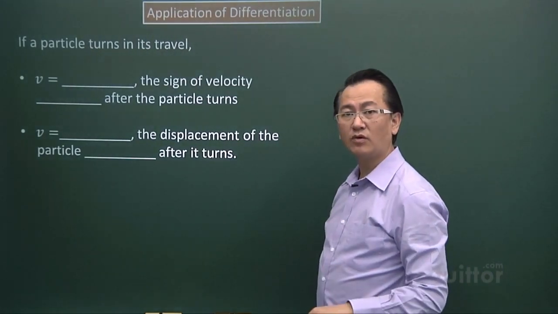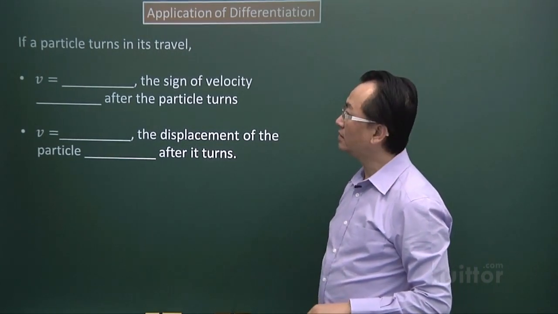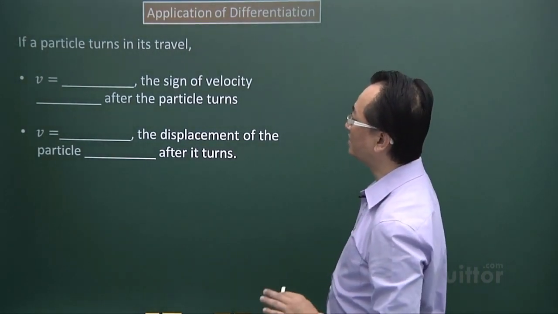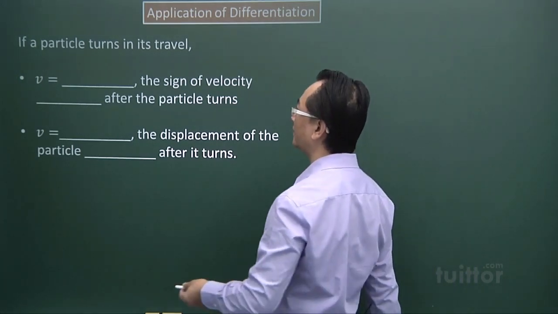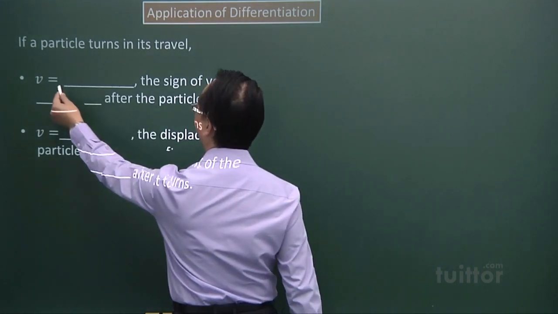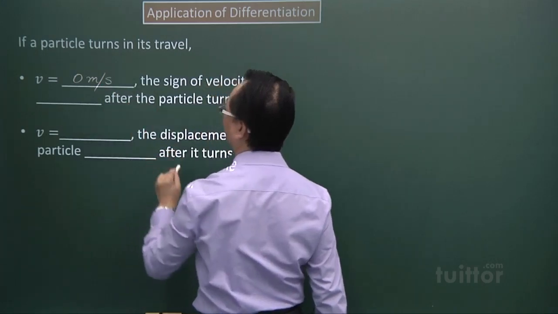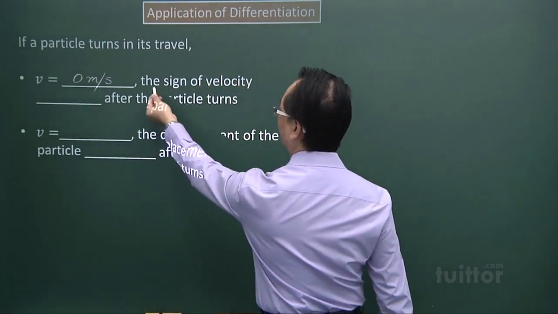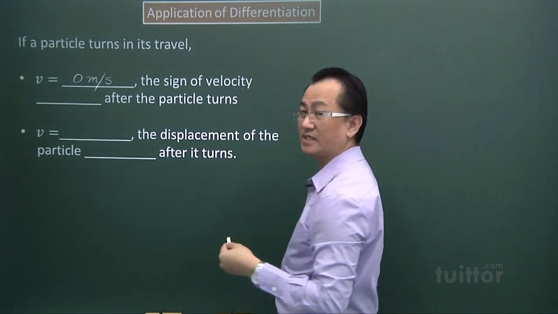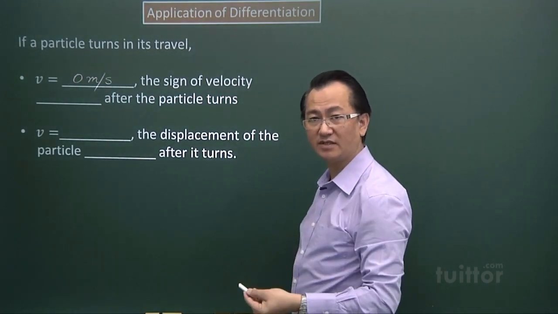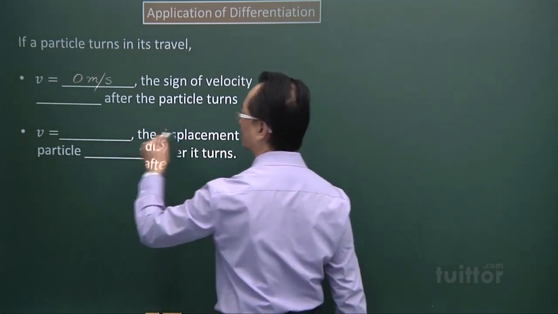Now we look more into the detail of the travel of the particle. So if a particle turns in its travel, then velocity is equal to 0 meters per second. The sign of the velocity, when we talk about the sign, it means either positive or negative, changes after the particle turns.